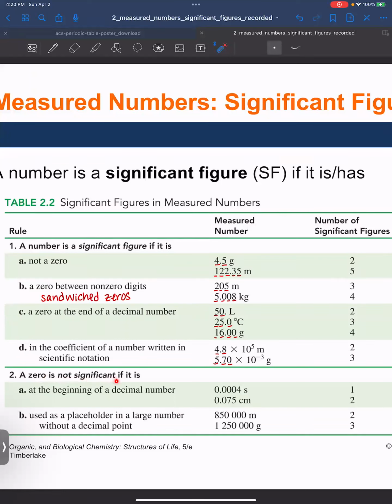A 0 is not significant if it is at the beginning of a decimal number. So once again, if it is preceding the first non-zero number. So we start counting at the first non-zero number when we count sig figs. So even though there's a decimal here, those preceding zeros do not count. This measurement only has 1 significant figure. And this measurement of 0.075 only has 2 significant figures. So we do not count preceding zeros before any non-zero number.